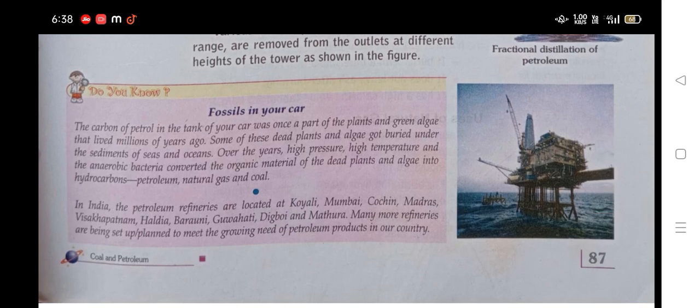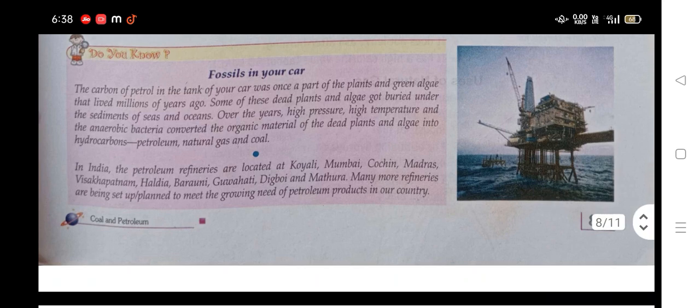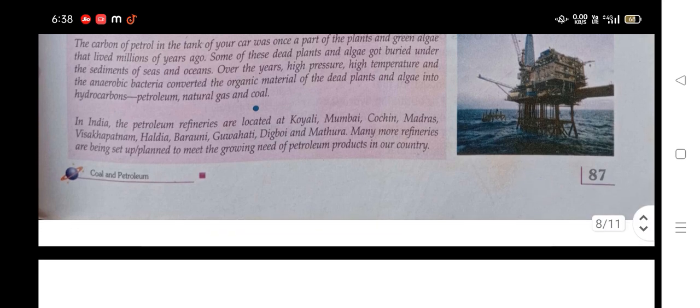Fossils in your car. The carbon of petroleum in the tank of your car was once a part of the plants and green algae that lived millions of years ago. Some of these dead plants and algae got buried under the sediments of seas and oceans. Over the years, high pressure, high temperature, and anaerobic bacteria converted the organic material of the dead plants and algae into hydrocarbons, that is petroleum, natural gas, and coal.